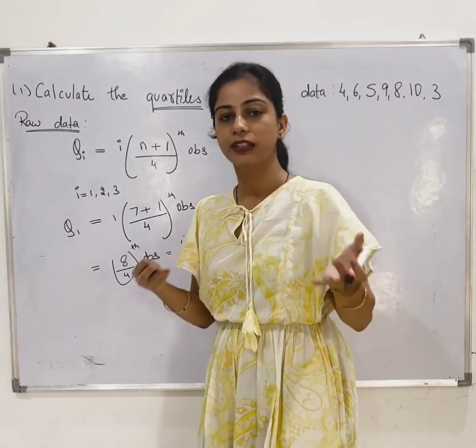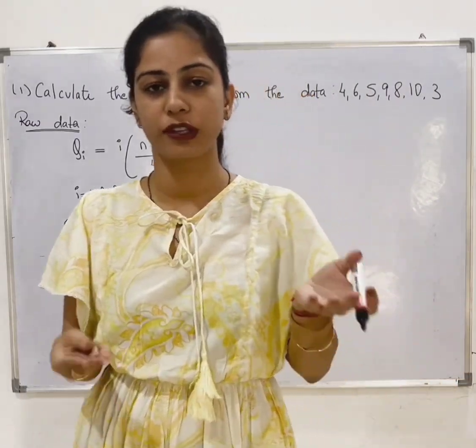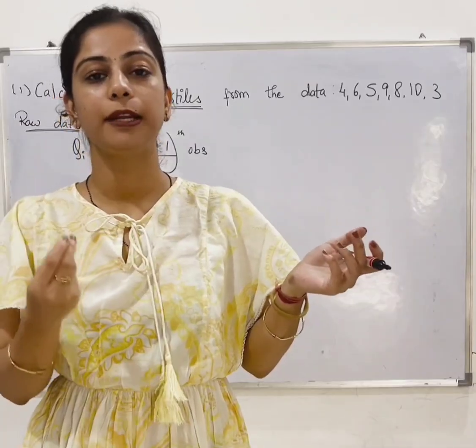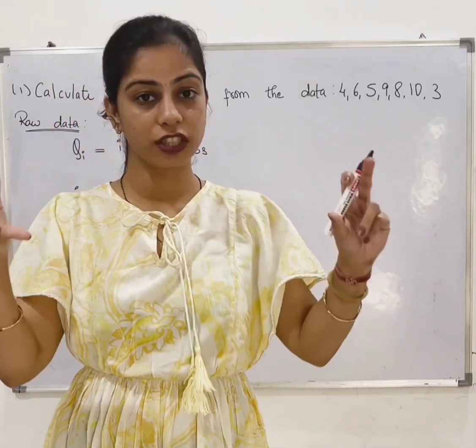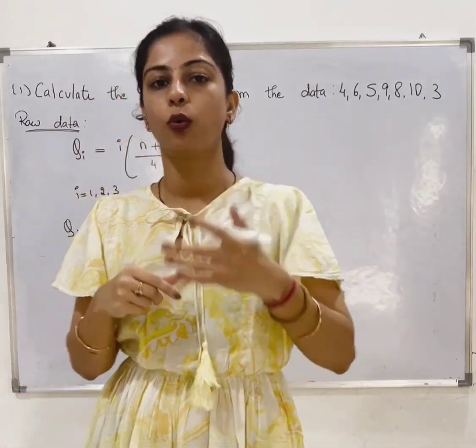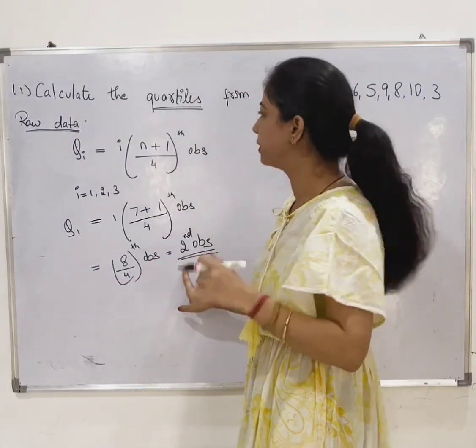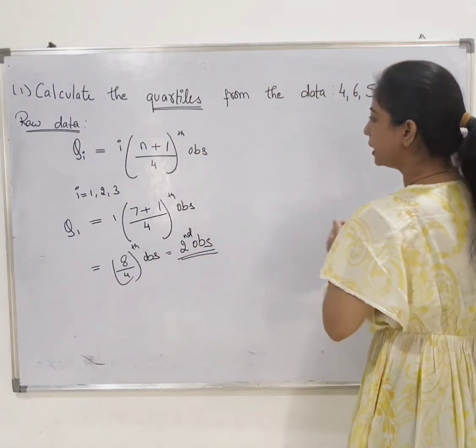But we cannot directly find the second observation from the question given to us. The main important step here is to arrange the data in ascending or descending order. Only then can we find out the second observation from the data. So first we will be arranging the data.